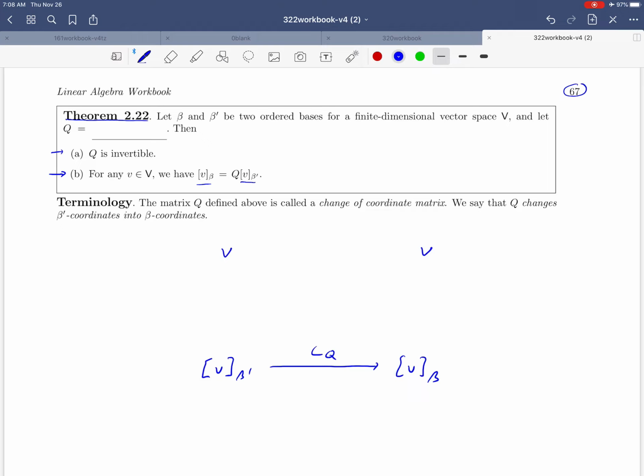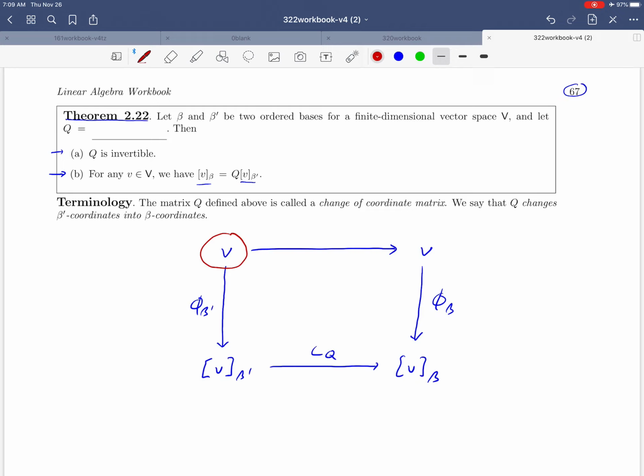We could go back to our standard representation maps and say that phi beta prime takes the vector v to its coordinate vector relative to beta prime, and similarly, the mapping phi beta takes the vector v to its coordinate vector relative to beta. I'm hoping that as I'm drawing this, you might say, I've seen this picture before. This seems really familiar. To complete the picture, what's the linear transformation that takes us from V to itself?